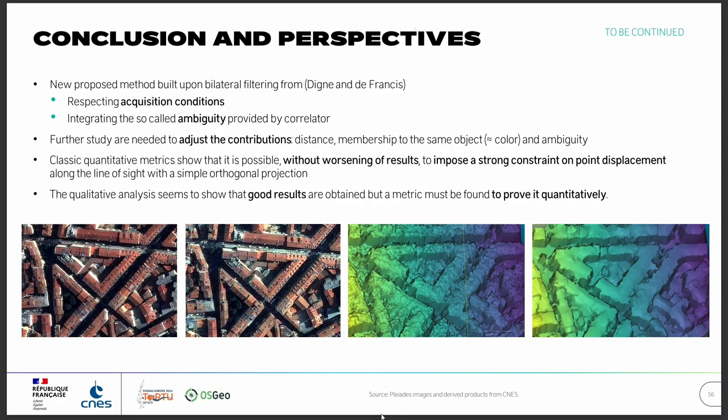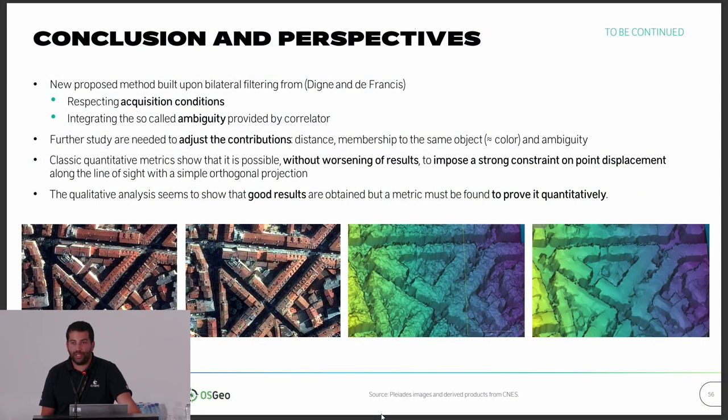Okay, conclusion and perspective. So we propose a new method built upon bilateral filtering. We integrate the so-called ambiguity provided by a correlator, and we respect the acquisition condition to have a new point cloud more realistic. We need to continue to adjust the contributions of the different constraints, the distance, the memberships to the same object. We use color for that, but we can use a classification, for example, and the ambiguity.